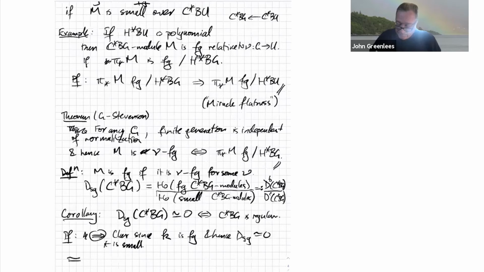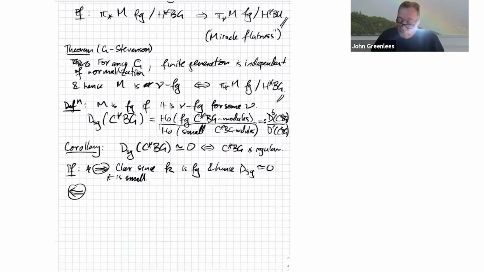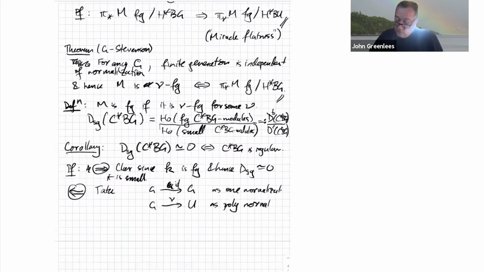The other way around, we have to take two normalizations. I'd have to say, so take the identity as one normalization, G to G. Oops, that's an entity. That's one normalization. And we could take G to U as a polynomial normalization. Okay, so now I've got to show that any finitely generated module is small.